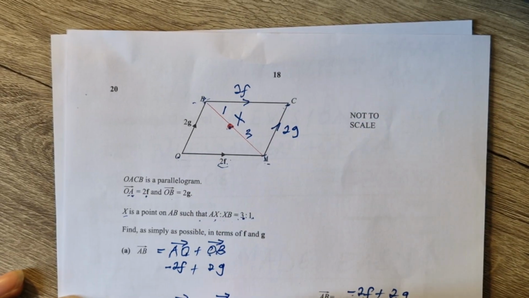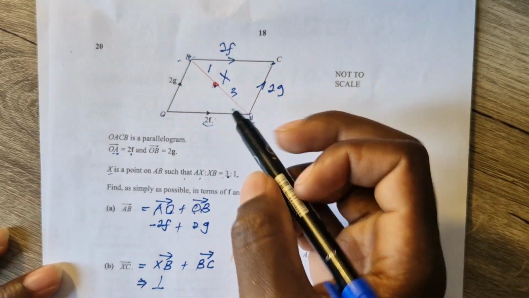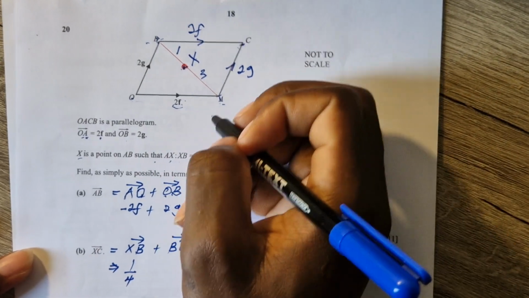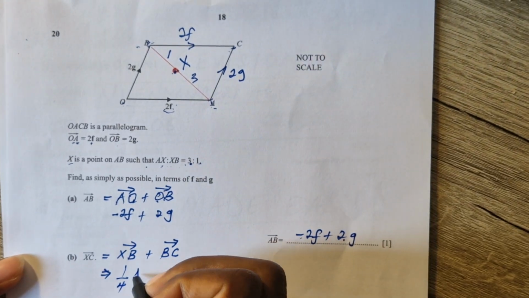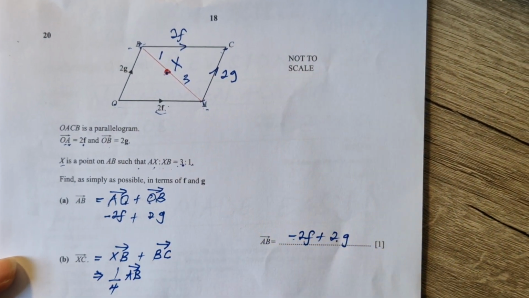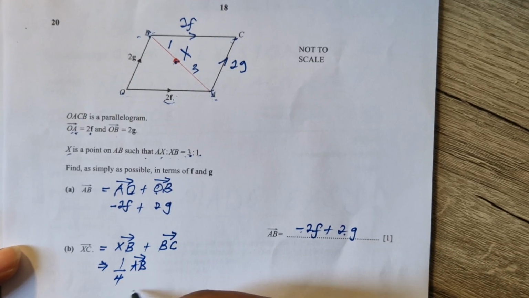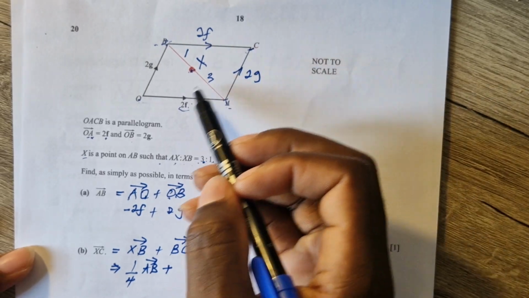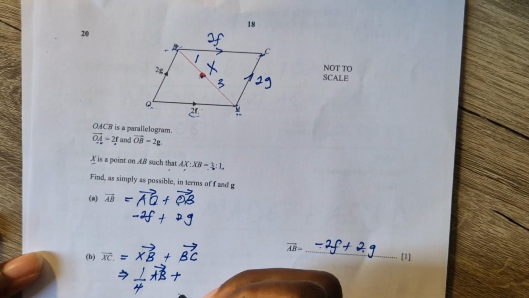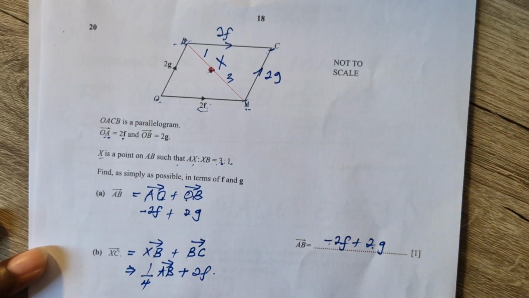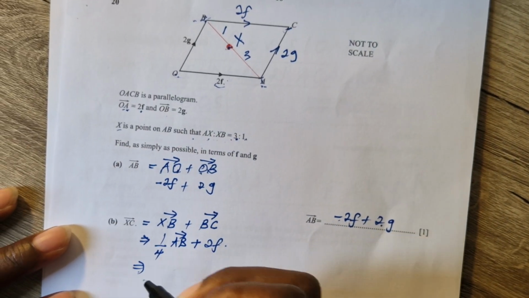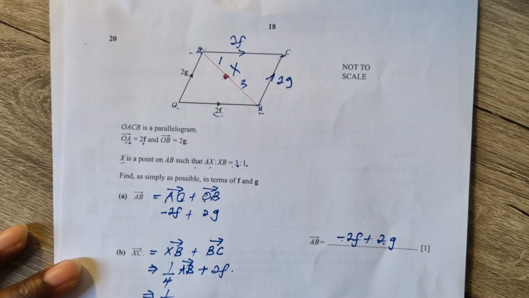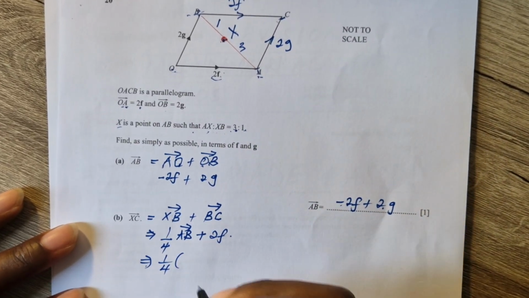it's 1 over, I said that this line we can say it's 4 parts, so over 4 of the line AB. So AB is a directional vector, so this represents XB. Then we now say plus BC, which is the same as OA, which is 2F. This one is C. So right now we can say 1 over 4 of AB. We've simplified the value of AB here, so we can substitute.